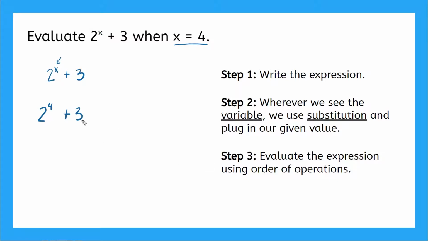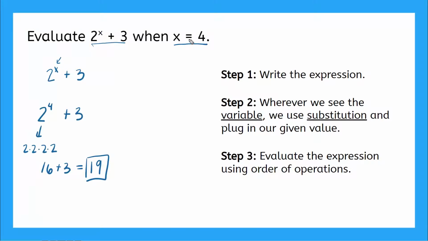And now I can go to step 3. I can evaluate my expression using order of operations. So I do my exponent first. 2 to the power of 4. That's the same as 2 times 2 times 2 times 2. So if I do that, 2 times 2 gives me 4, times 2 is 8, times 2 is 16. So this is 16 plus 3. And doing my addition, I get 19. So this is the answer when I evaluate this expression with the given value, x equals 4.